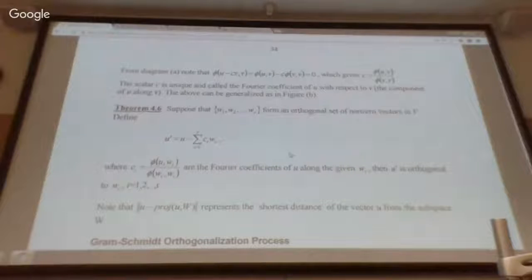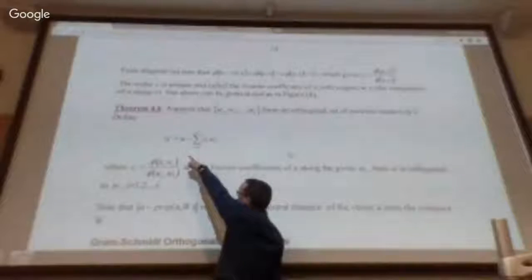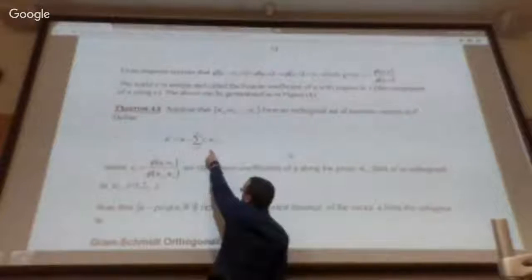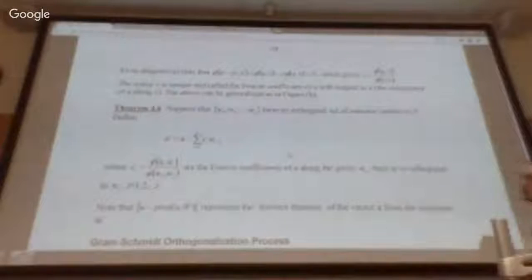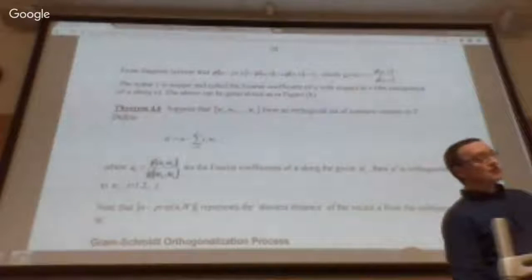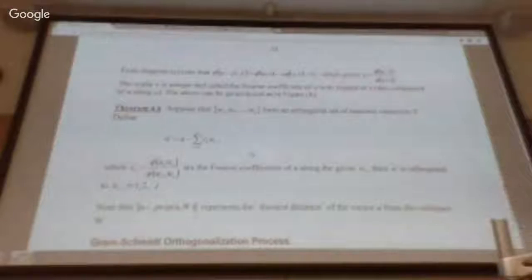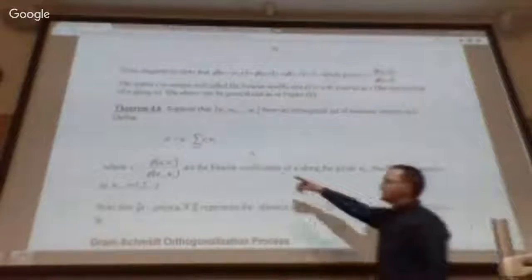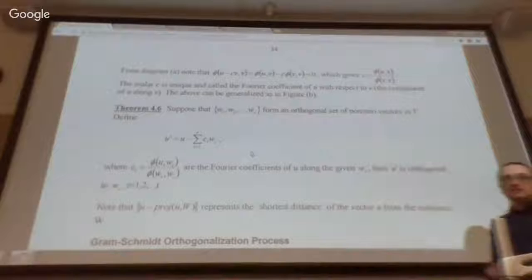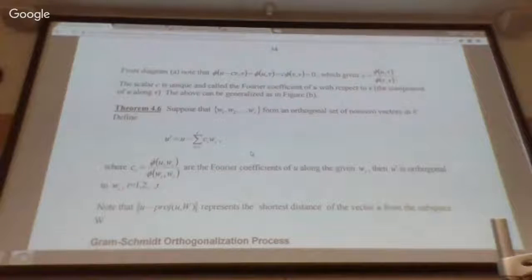Then you can define this vector here, u prime, which is the vector u itself minus, well, what's this combination here? This combination here is the summation of the basis vectors little w, using these coefficients ci. Now, if you choose as the coefficients ci the Fourier coefficients of u with respect to the basis vectors wi, then this linear combination will be exactly the projection of the vector u onto the vector subspace capital W. Okay?